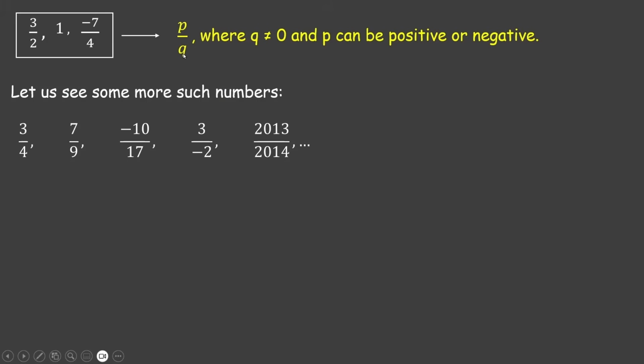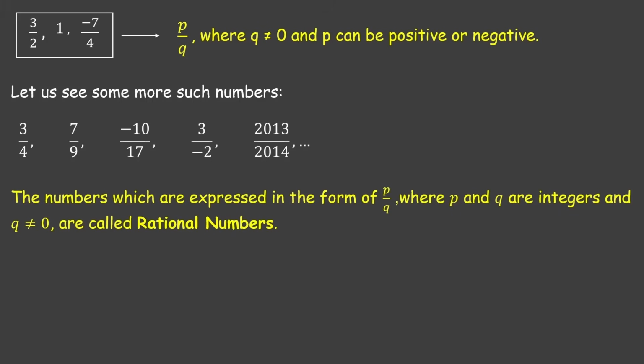Let us see some more such numbers. We have 3 by 4, 7 by 9, minus 10 by 17, 3 by minus 2, 2013 by 2014. Now, the numbers which are expressed in the form of P by Q, where P and Q are integers and Q is not equal to 0, Q can be any number other than 0, are called rational numbers.